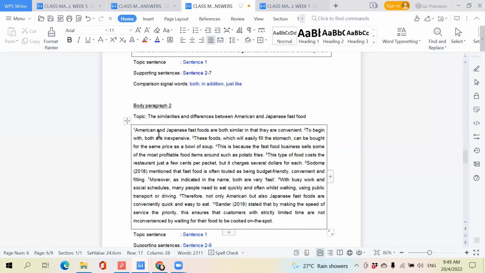Okay, let's see. American and Japanese fast foods are both similar in that they are convenient. Okay, it's very short, but it's concise. It's packed with the components that we want. So we have the topic here, American and Japanese fast foods. These are the topic or subjects lah. In your case, subjects, American and Japanese fast foods. And then we have the comparison signal words, both similar. These are the comparison signal words. And then you have the POC. Apa itu POC? What is POC?